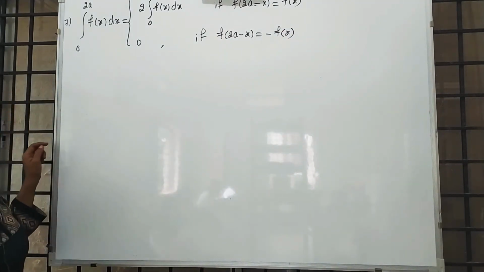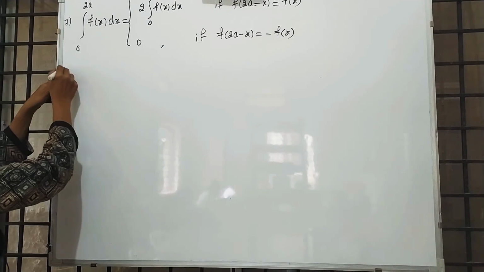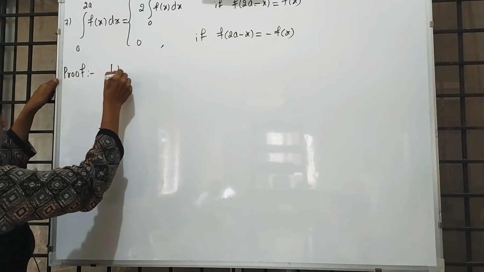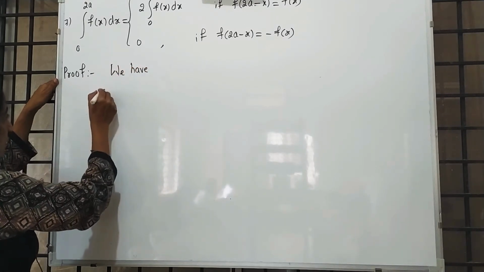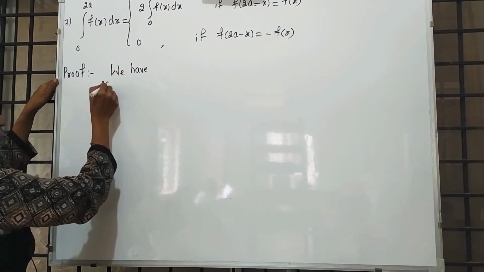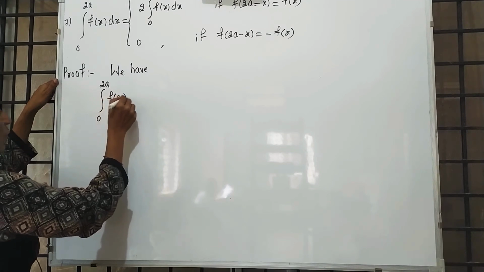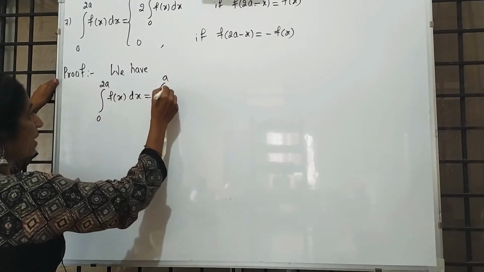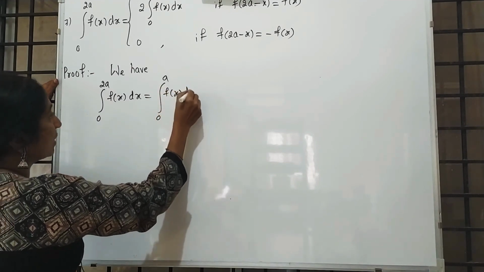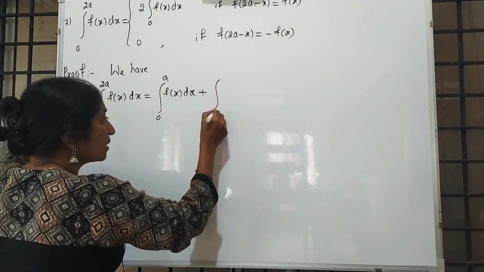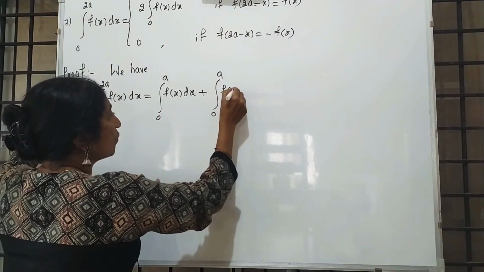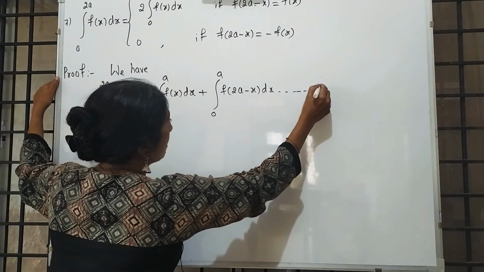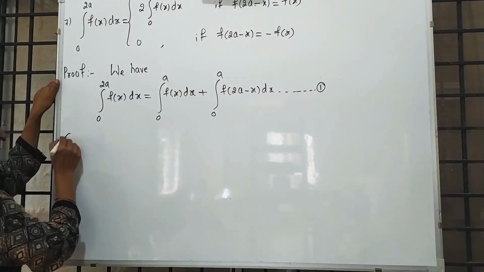So already in the previous result we proved that integration from 0 to 2a. Just go back and see what is previous. 0 to 2a f of x dx will be 0 to a f of x dx plus 0 to a f of 2a minus x into dx. Let us call this equation 1.